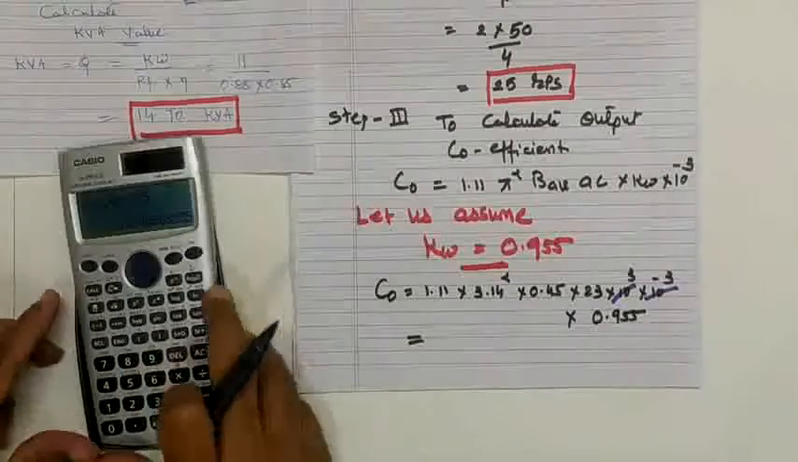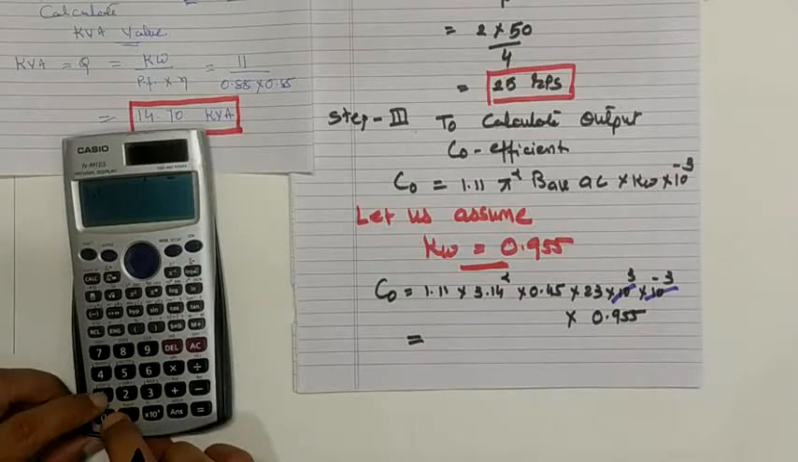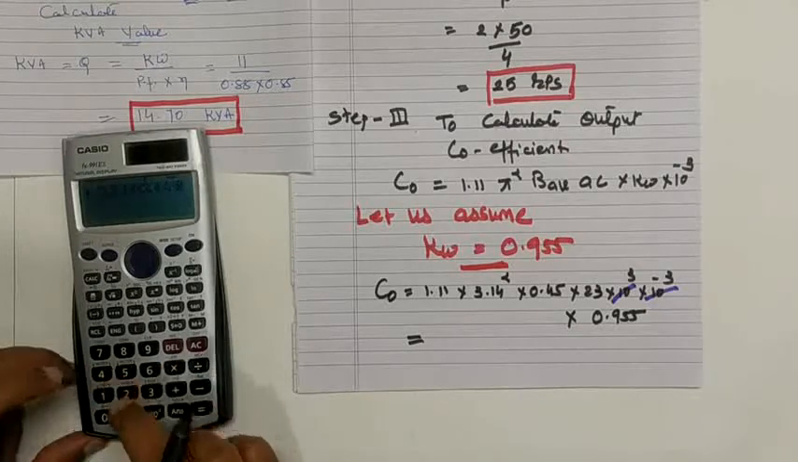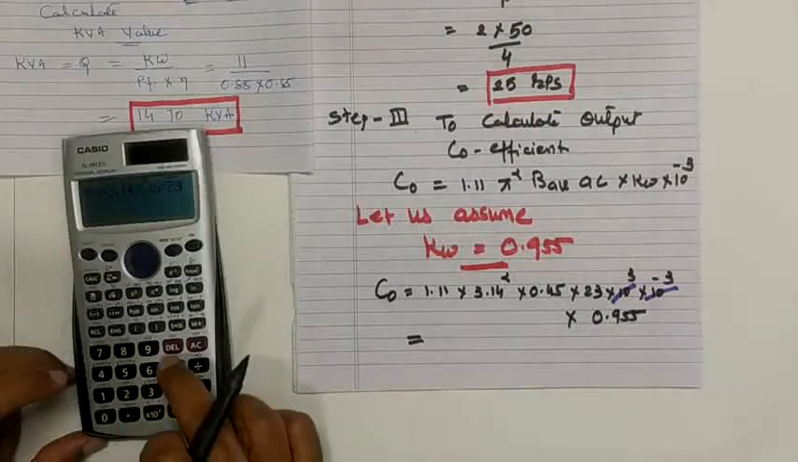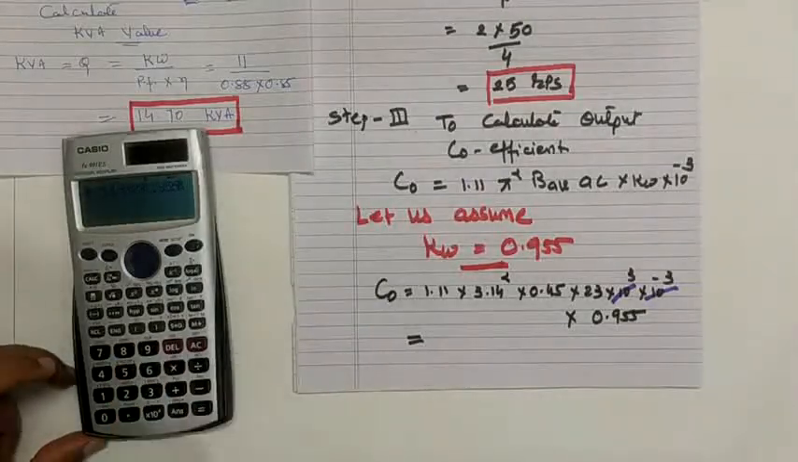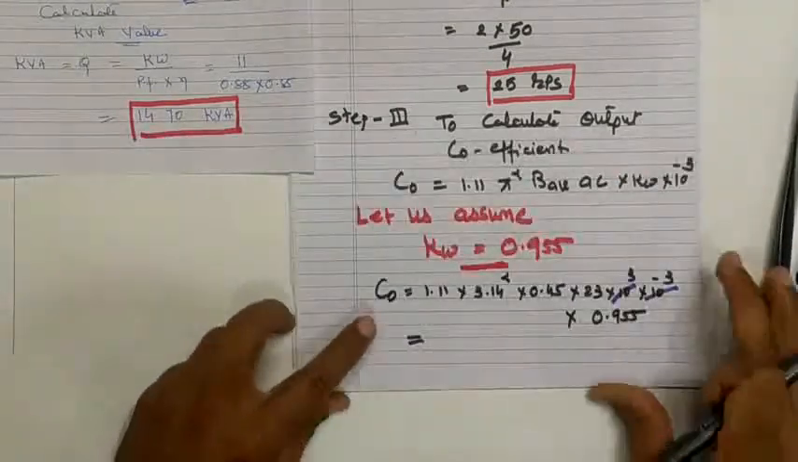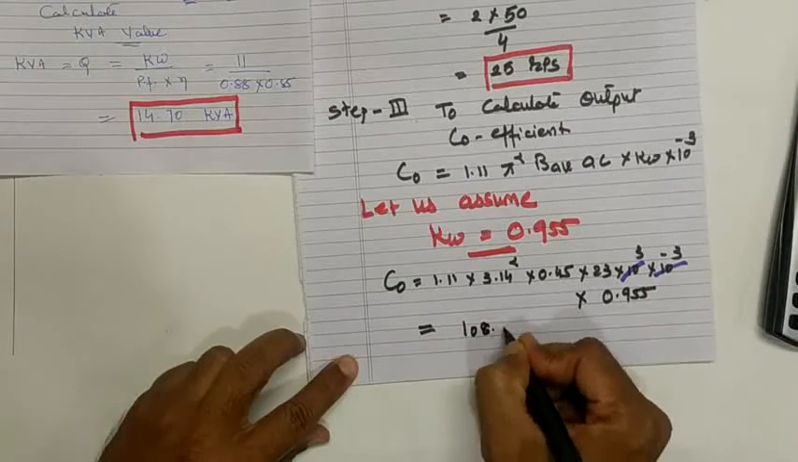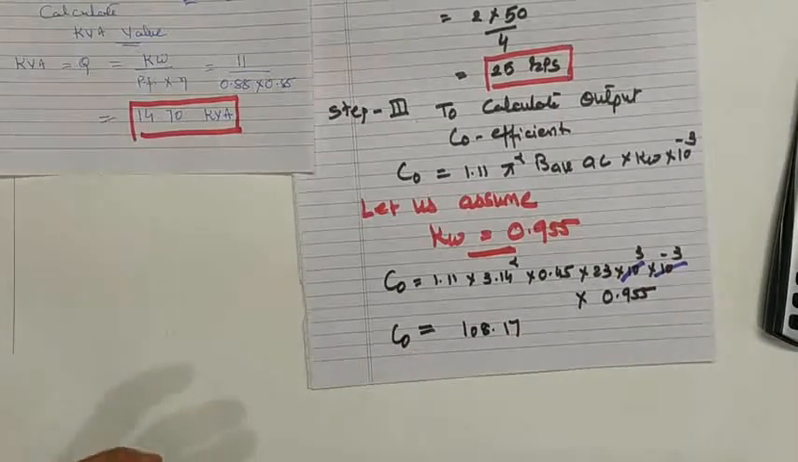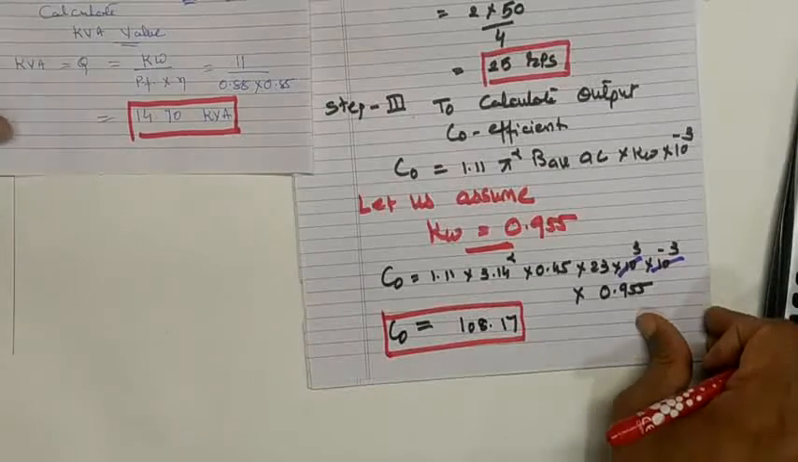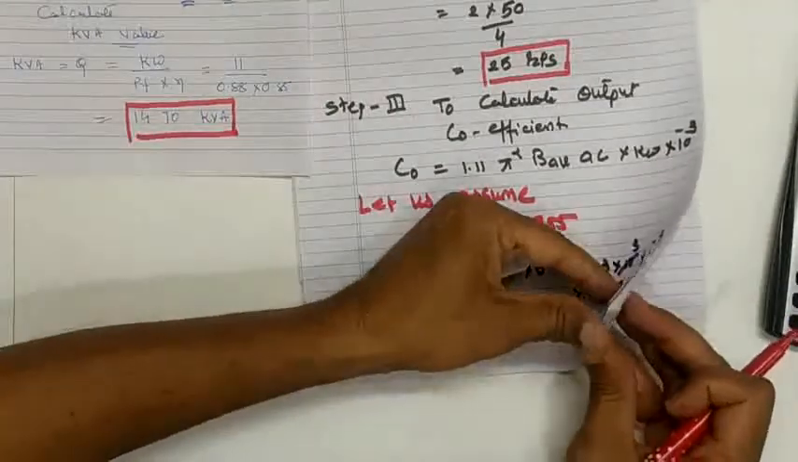So again, now let us calculate 1.11 multiplied by 3.14 multiplied by 3.14 multiplied by 0.45 multiplied by 23 multiplied by 0.955. So that is 108.17. So this is our third quantity. We have completed our step 3, right? So now we proceed to step number 4.